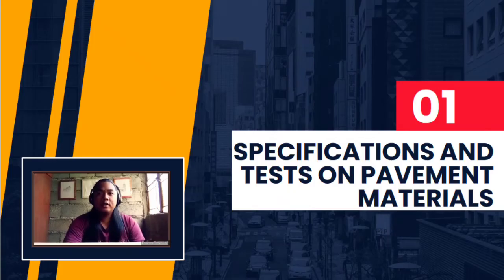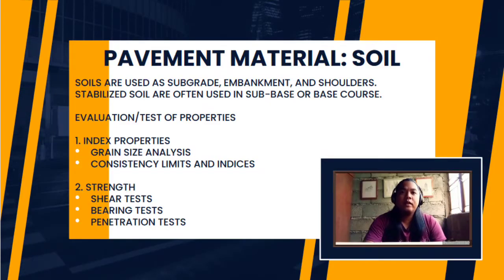And now, let us proceed to the specifications and tests on the pavement materials. First, we have the soil. Soils are used as subgrade embankment and shoulders. Stabilized soils are often used in sub-base or base courses.